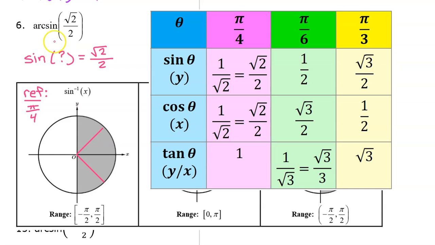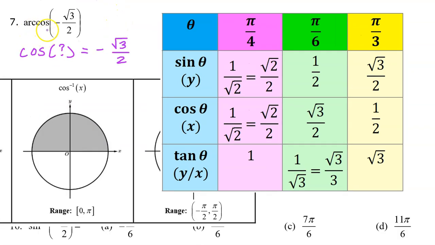But then, because we want sine to equal positive radical 2 over 2, we will stick to the first quadrant where the y values, and thus the sine function, are positive. So, the angle in the first quadrant with a reference angle of pi over 4 is pi over 4 itself. So that is the arc sine.